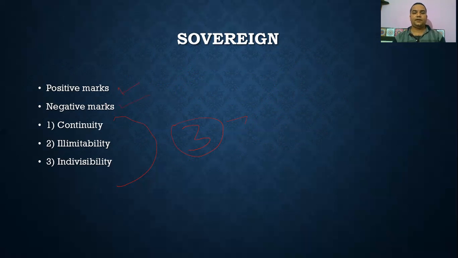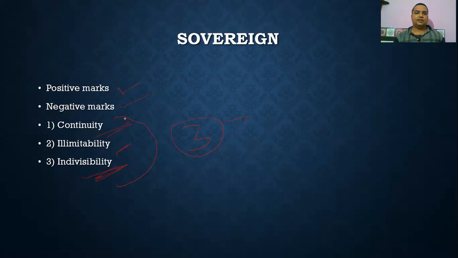For example, if China has made a law for us, it is not positively accepted by us, it is negatively accepted by us. So we refuse to accept the law and sovereignty of China in the territory of India. But whatever law is made by the Parliament is positively welcomed and accepted by us. So there are two marks of the sovereignty, positive as well as negative. Both are essential to constitute the marks of the sovereignty. There are three essential requisites of the sovereignty. Number one is continuity, number two is illimitability, and number three is indivisibility.